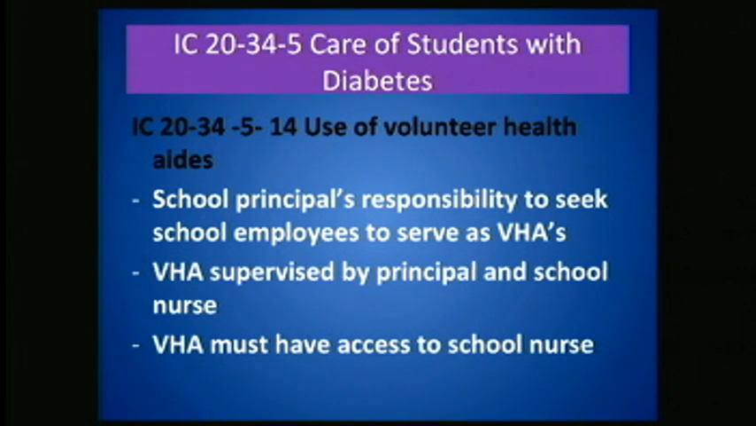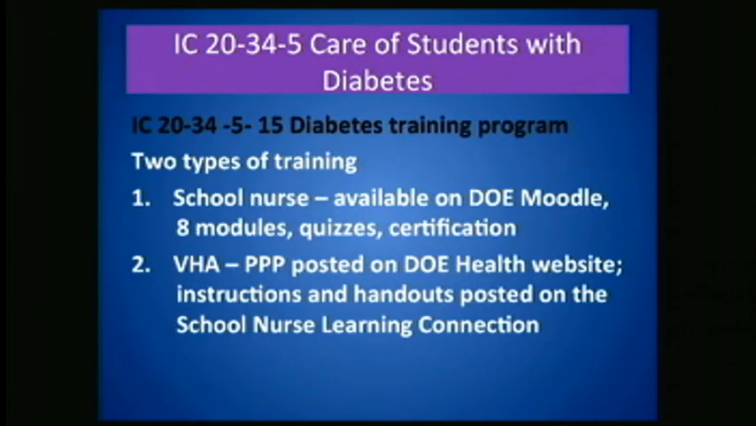The law allows for the use of a volunteer health aide, and it states that it is the responsibility of the school principal, in consultation with the school nurse, to seek school employees to serve in this role, and that the volunteer health aide must have access to the school nurse either in person or by phone as questions or issues arise. The law describes 2 types of training, one for the school nurse and one for the volunteer health aide. The school nurse training is available on the DOE Moodle and includes videos, PowerPoint presentations, quizzes, and a certificate. The volunteer health aide training, which is new this year, consists of a PowerPoint with embedded videos and handouts. This VHA training is available on the DOE Health website, and it's a PowerPoint that you can put up and show for any of your volunteer health aides, but the instructions are on the School Nurse Learning Connection for the school nurse to actually look at all of the training materials, download some of the handouts. There's some quizzes and an information sheet, and the test results are all on the School Nurse Learning Connection.